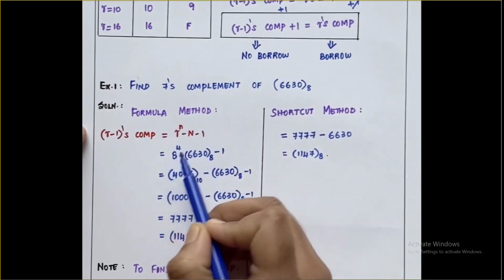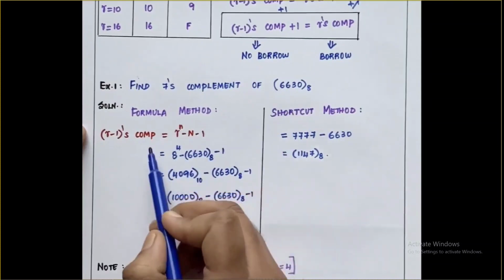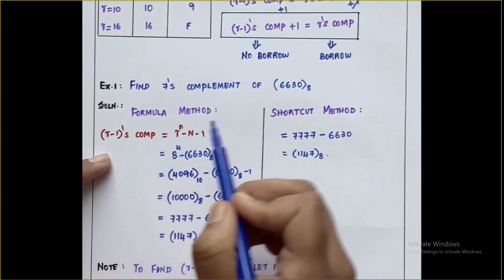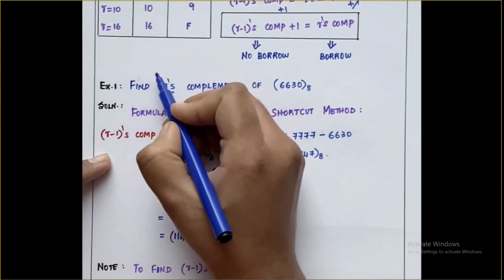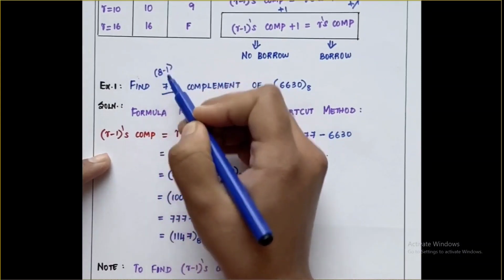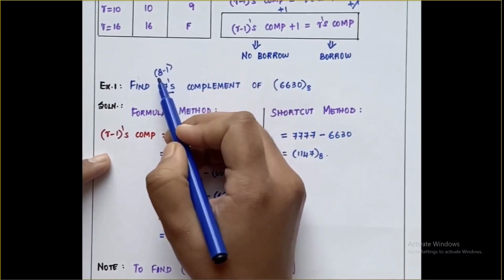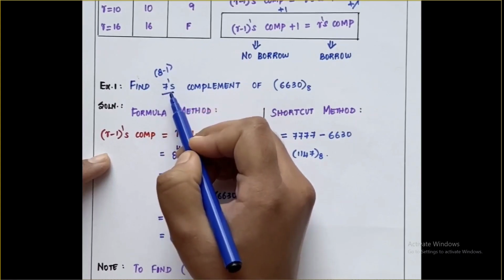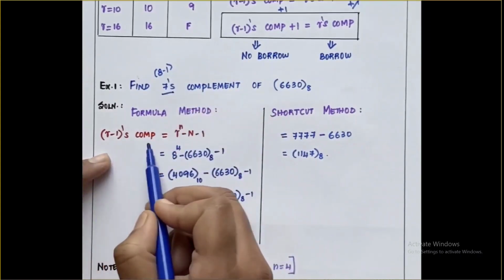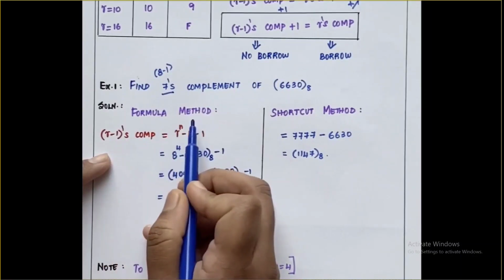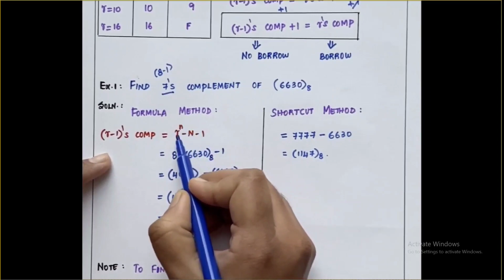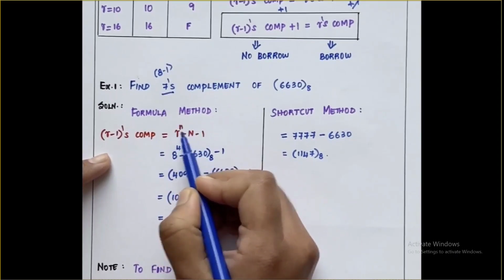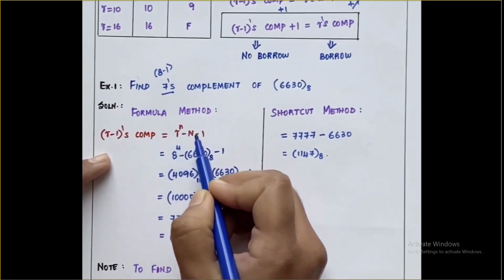We will solve it by two methods. One is the formula method, the other is the shortcut method. So as per the formula, r minus 1's complement will be r power n minus 1. 7's complement, which is 8 minus 1. So r minus 1's complement has to be found here. So we can get the value of r, n and capital N using the formula method. So r power n minus 1. The base value r, capital N, small n has to be understood.